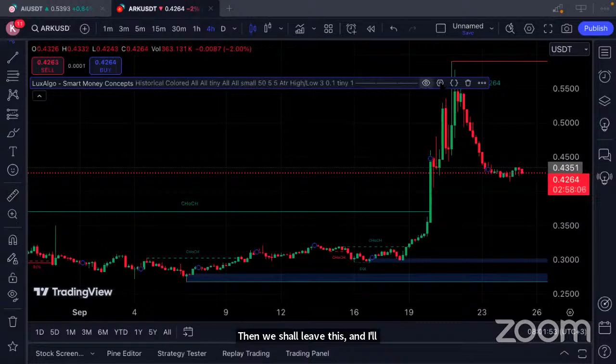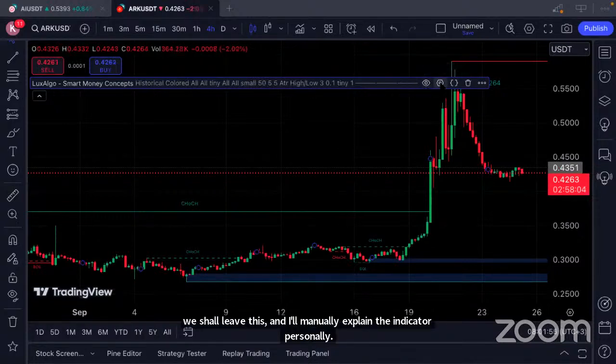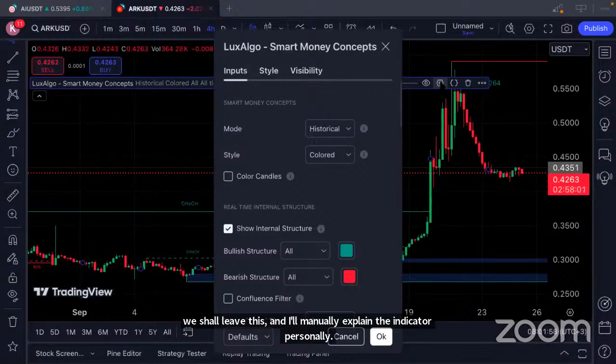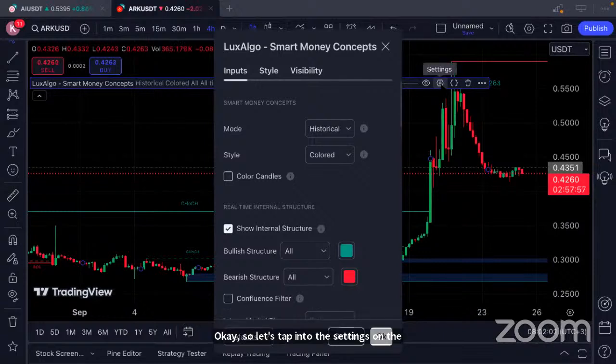Let me see. Okay, so let's tap into the settings of the indicator. This is where I'm going to be explaining the indicator itself, so that someone could be able to understand what the indicator is.